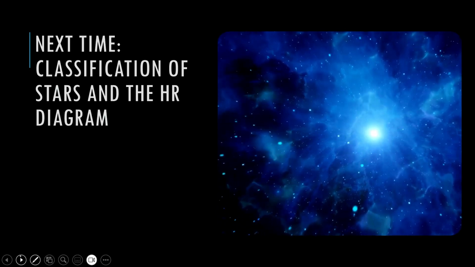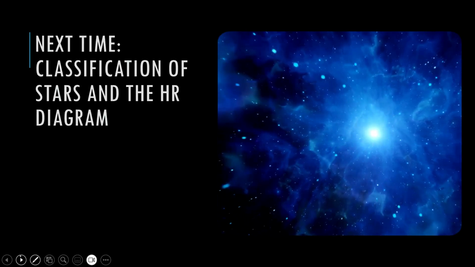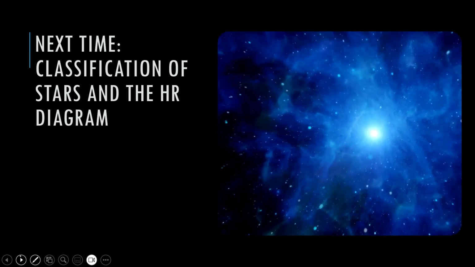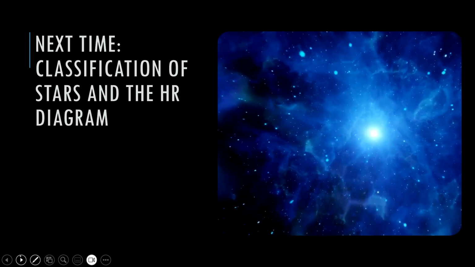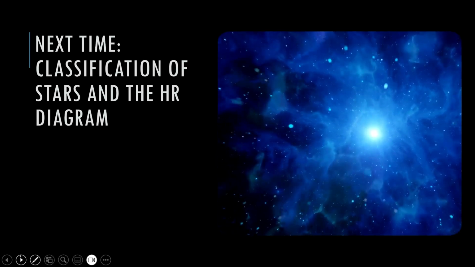Now that we have a little bit more of an understanding of the mechanical elements of stars and how they work and function, we're now going to start to, in the next video, build on the idea of looking at different types of stars and classifying them and plotting them on something that we call the HR diagram.